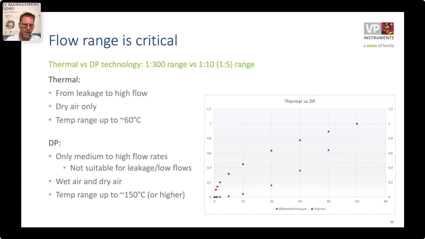The small drops in the air or the mist doesn't really hurt the signal. While if you have a thermal device, if it would be hit by a drop of water, then you will get a spike in your signal. So that's also why you'll find differential pressure being used directly in a wet air application, for example, in the discharge pipe of a compressor.